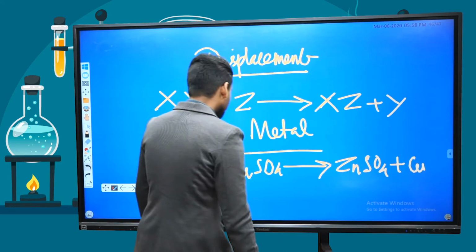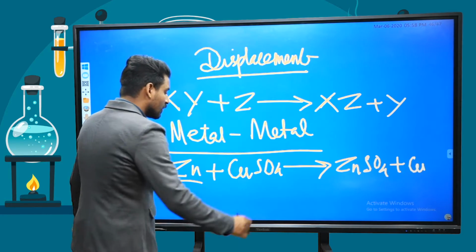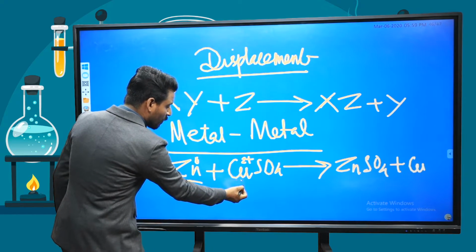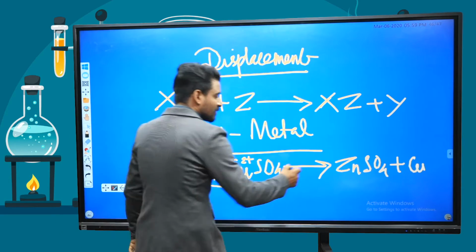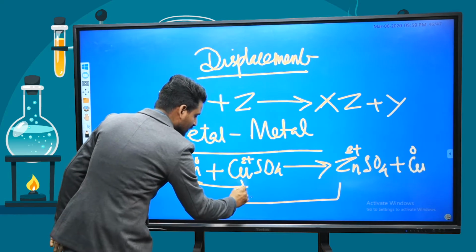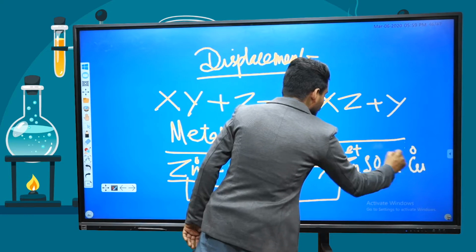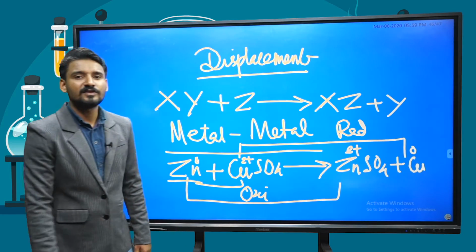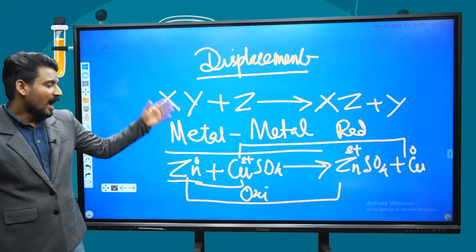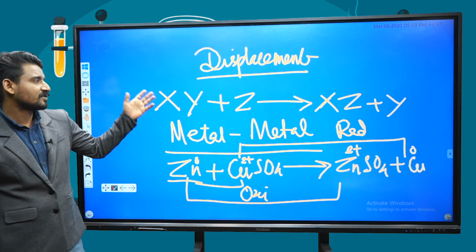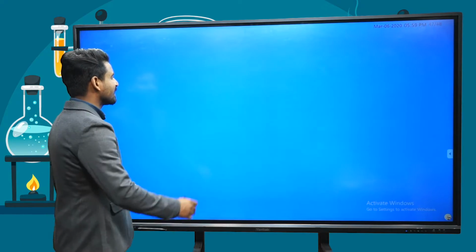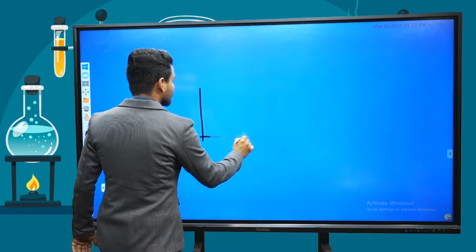Look here. Actually, zinc is more reactive than copper. So copper is in +2 oxidation state and zinc in 0 state. Here, zinc can replace copper from its solution if they are in contact. So zinc becomes 2+ and copper 0. Zinc gets oxidized and copper gets reduced. This is a redox reaction and a displacement reaction, and moreover this is metal displacement.